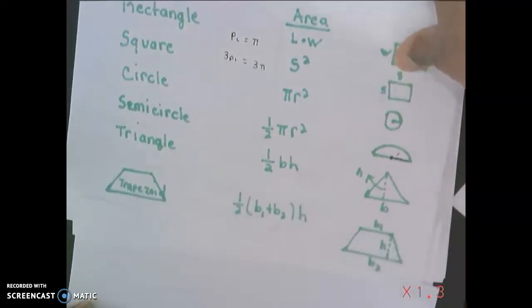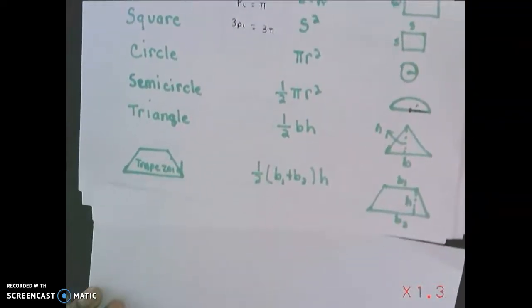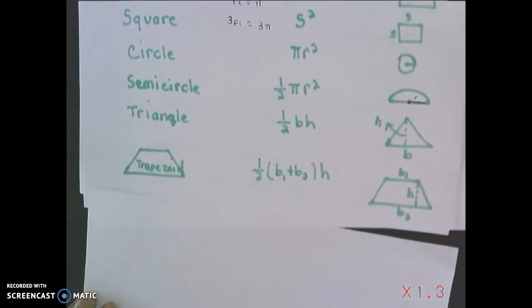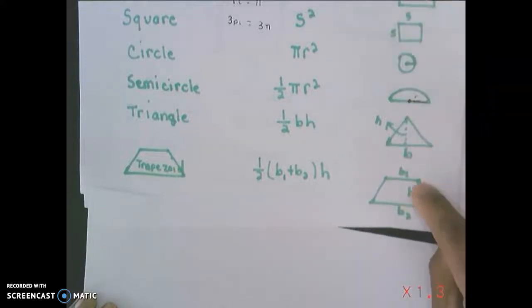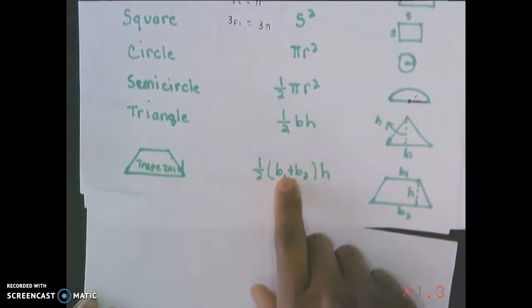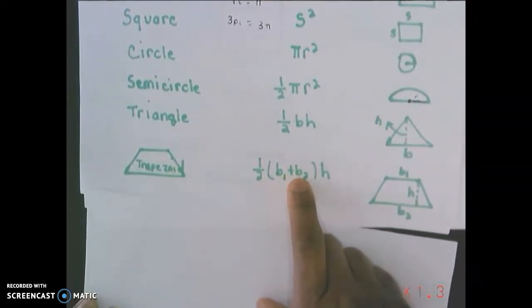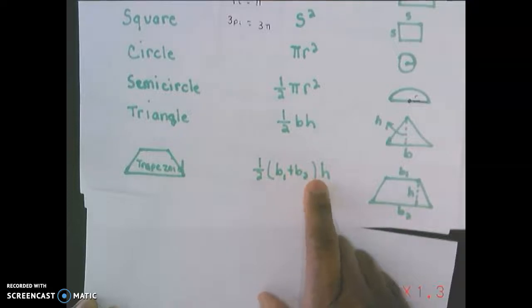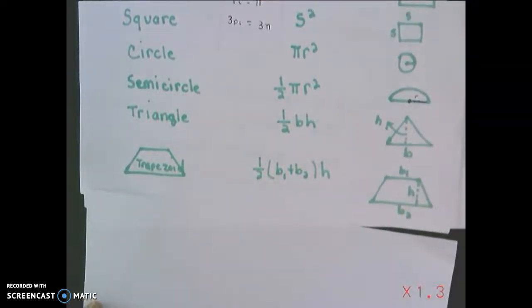And lastly, this is something that should have been introduced to you. It's a trapezoid. So you're going to have two bases. This is base 1, base 2, and then your height. And in order to get the area of a trapezoid, you're going to do 1/2 the base 1 plus the base 2 times the height. So again, you can stop the video and make sure you write down those notes.